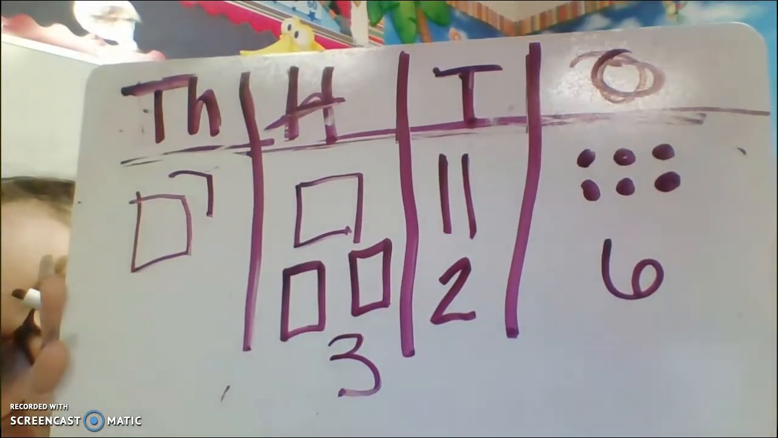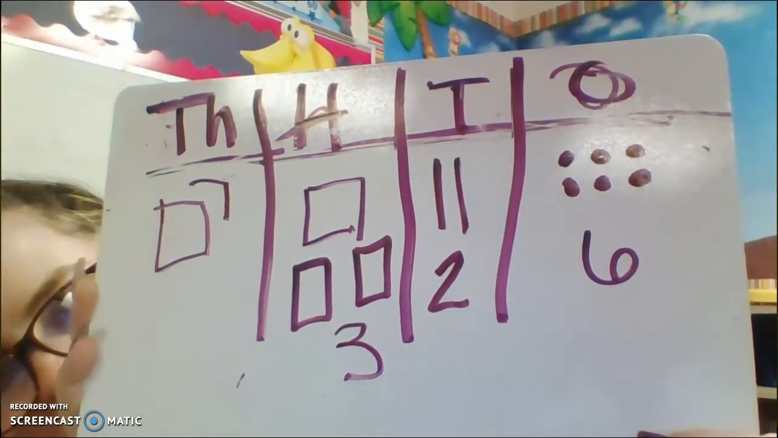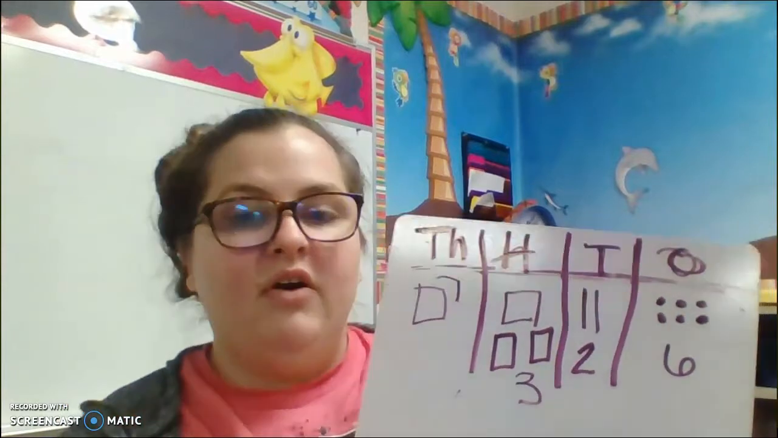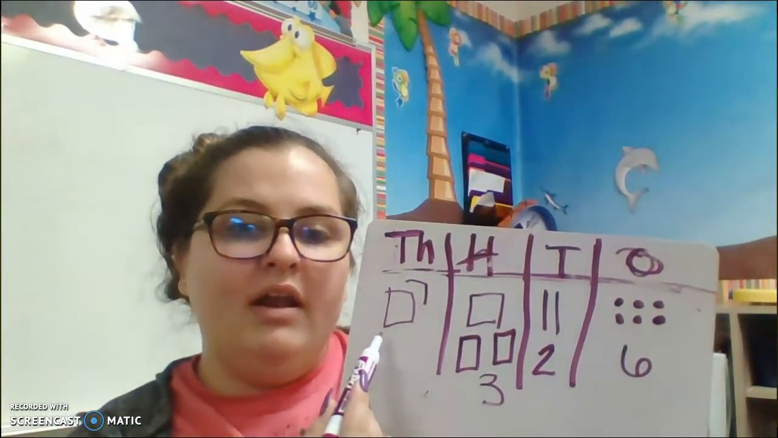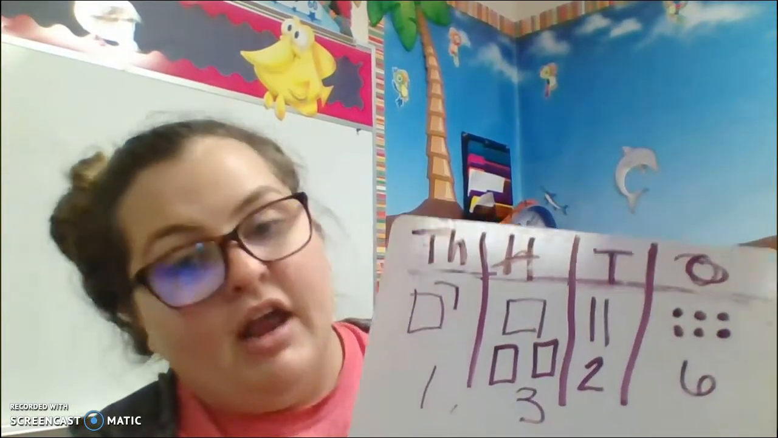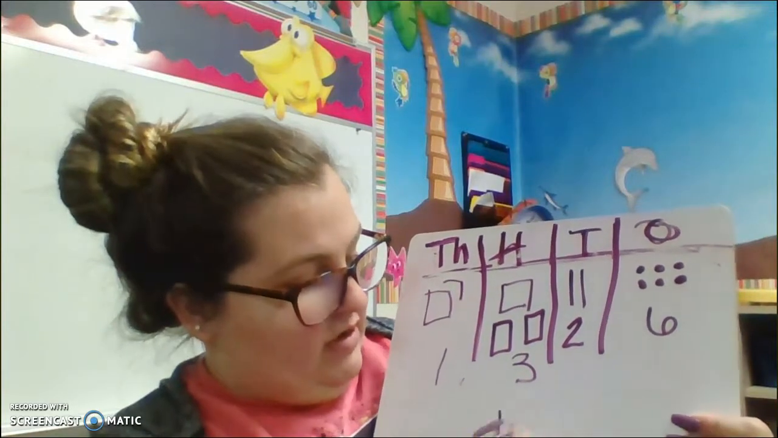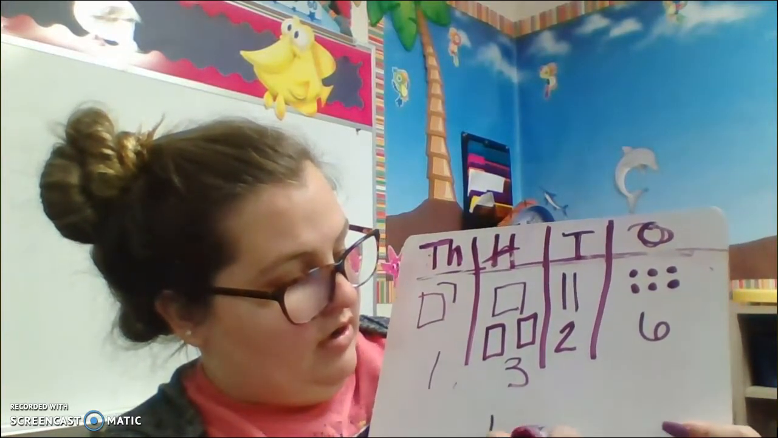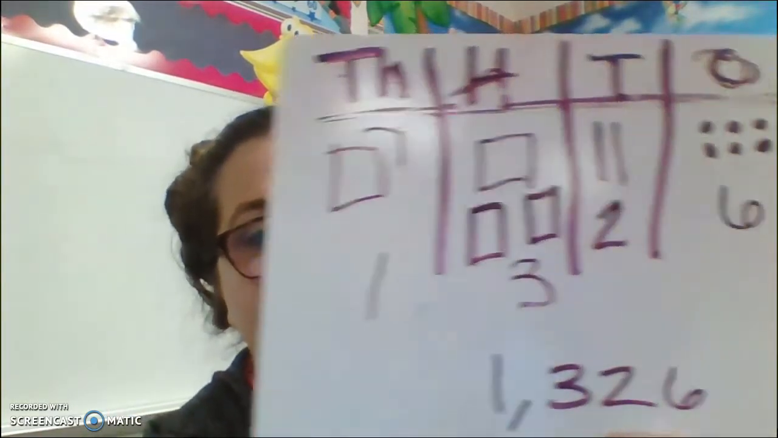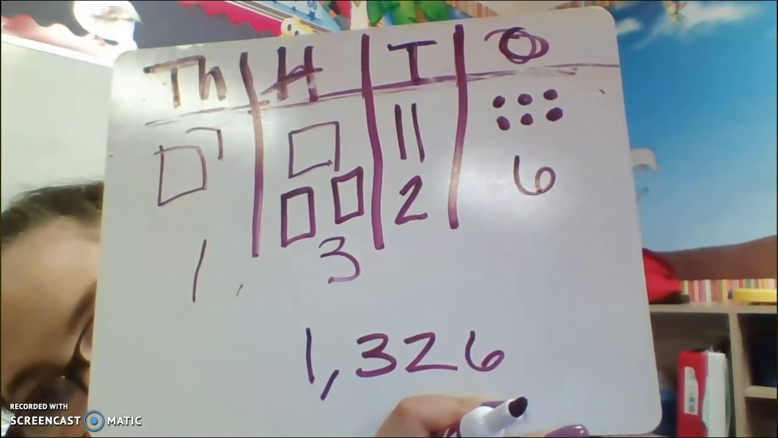Okay, so normally we would stop right there, right? And we'd have 326. But today we're adding in thousands. So right here, I only have 1,000. So I'm just going to put a 1 right there. And all together we have 1,326. And we always put a comma whenever we do thousands. 1,326.